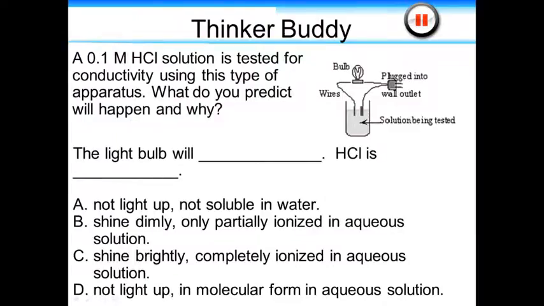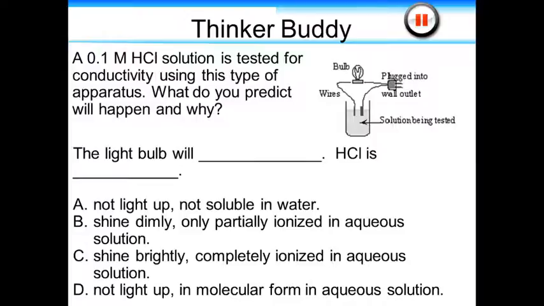Thinker Buddy. A 0.1 molar HCl solution is tested for conductivity using the type of apparatus to the right. What do you predict will happen and why? The apparatus is a light bulb with two wires going into the solution being tested, and it's plugged into a wall outlet. The light bulb will blank.